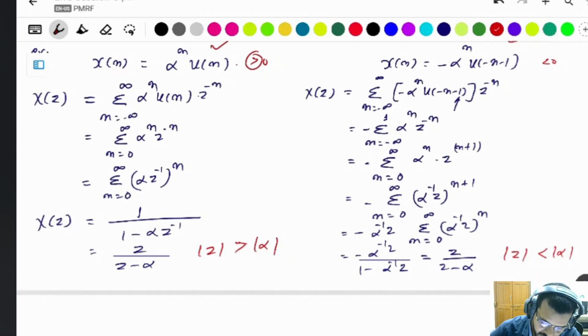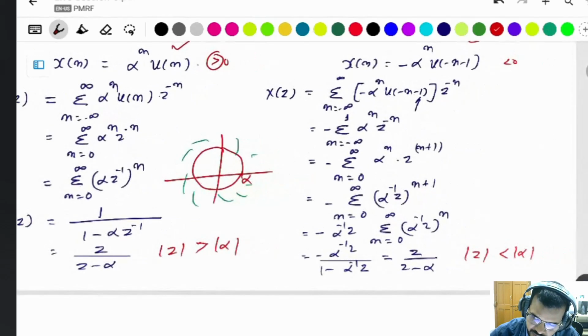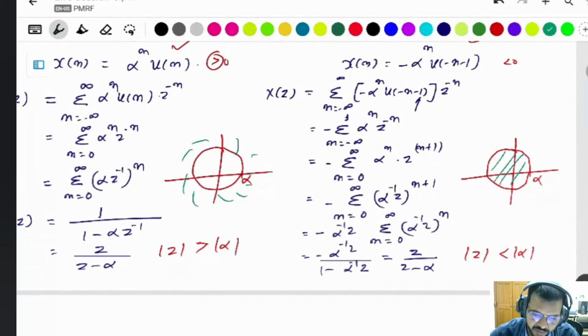Mod z greater than alpha means if you take a circle of radius alpha, then the ROC will exist outside the circle. In the other case, if you take a circle with a radius of alpha, the ROC is less than alpha, which means inside the circle. This is the region of convergence for this one.